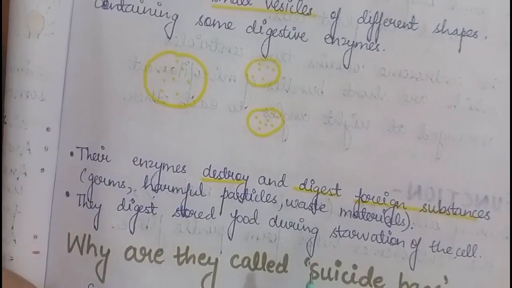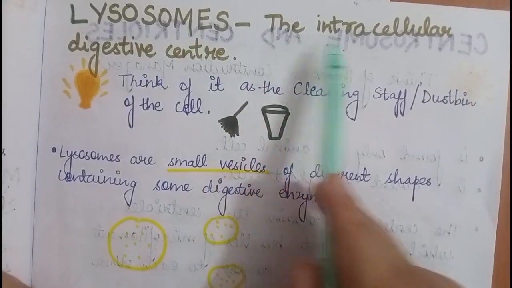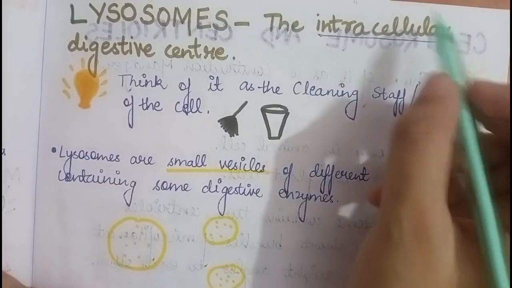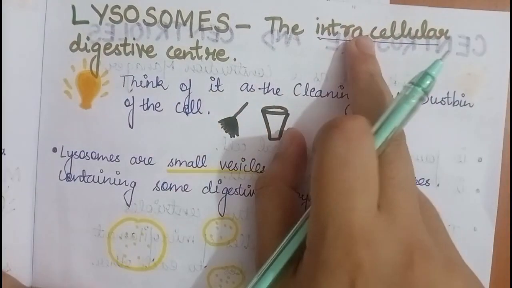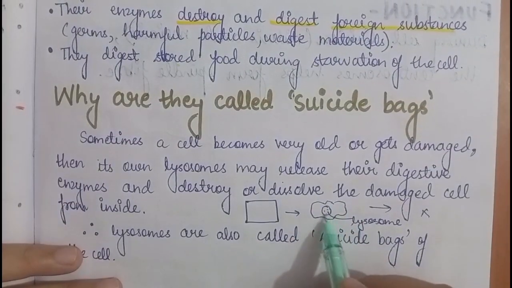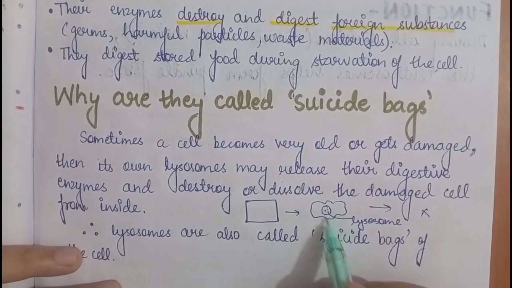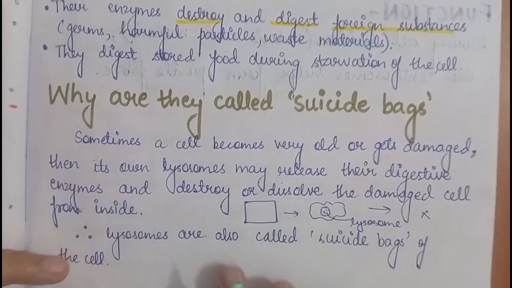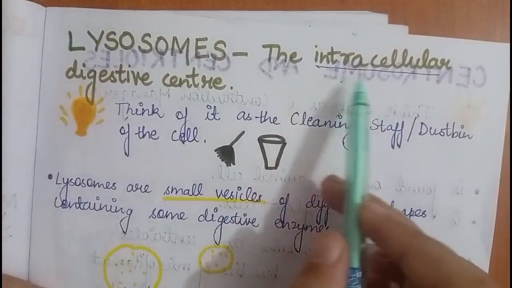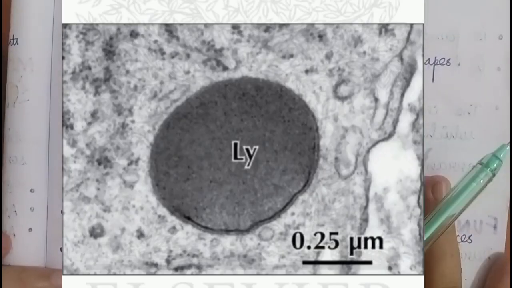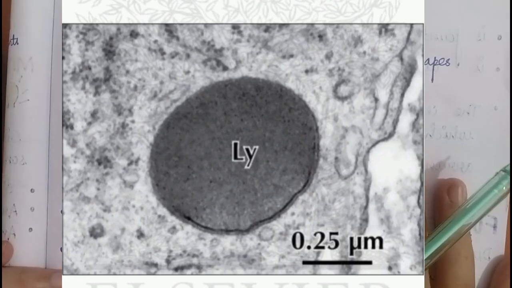Now we call lysosomes the intracellular digestive center because the term intracellular means inside the cell. These lysosomes are present inside the cell only, and it is a digestive center because the digestive enzymes present here digest the cell's own parts. That's why they are known as the intracellular digestive center. This is the image of a lysosome under an electron microscope.